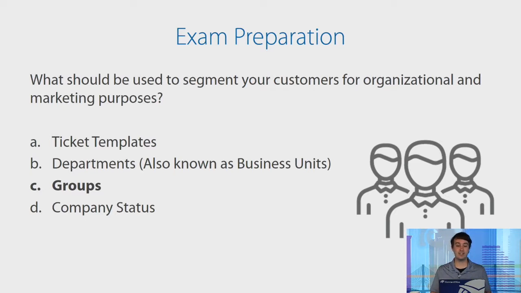Those groups are how we actually classify who our customers are and then group them together so we can market out to them. Now I saw some people did select company status, and while that can be used to indicate who your customers are and what they mean to you, you can only really set one company status to a customer at a time, and that's going to be set to the business unit as a whole.